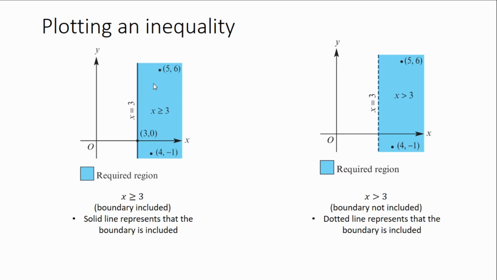Some points that satisfy that are 5, 6, or 4, -1. And that satisfies both these graphs. So the key difference is when the boundary is included, we use a solid line. When it's not included, we use a dotted line. Otherwise, let's move on to an example question.